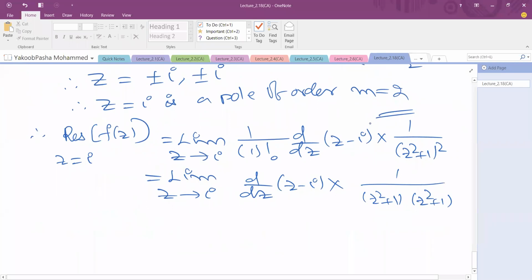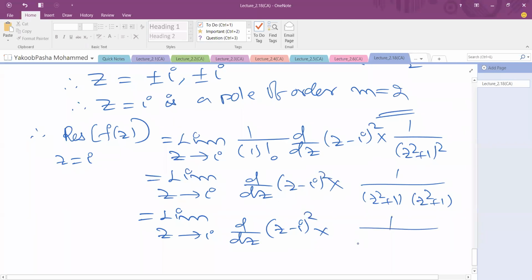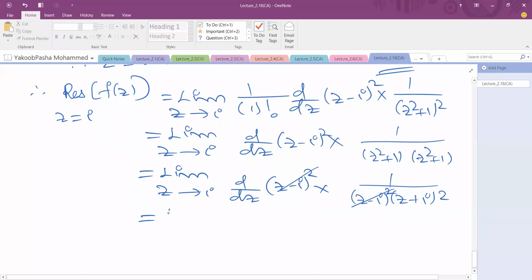Here we get the square, right. This is limit z tends to i d by dz of z minus i whole square into, we can write here, z minus i into z plus i. Same term, I am writing whole square for this. z minus i whole square will be cancelled. So this is equal to limit z tends to i d by dz of 1 by z plus i whole square.